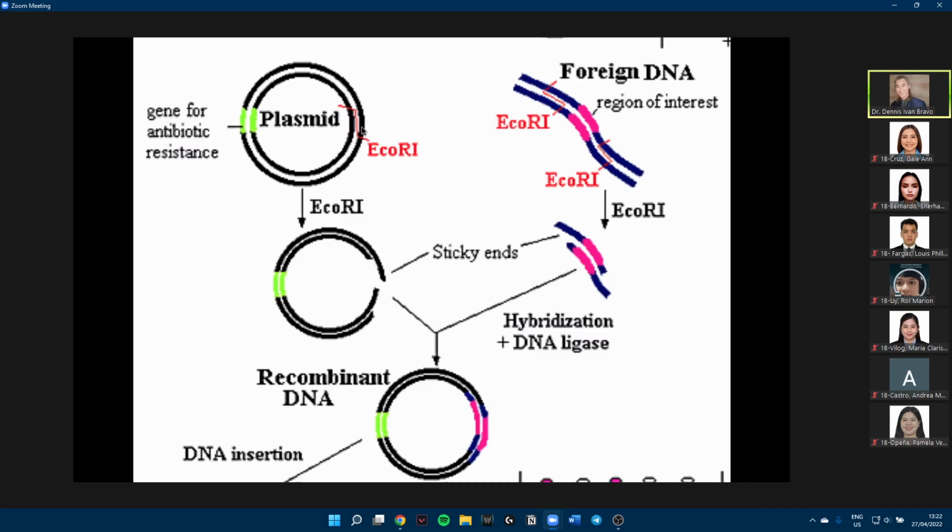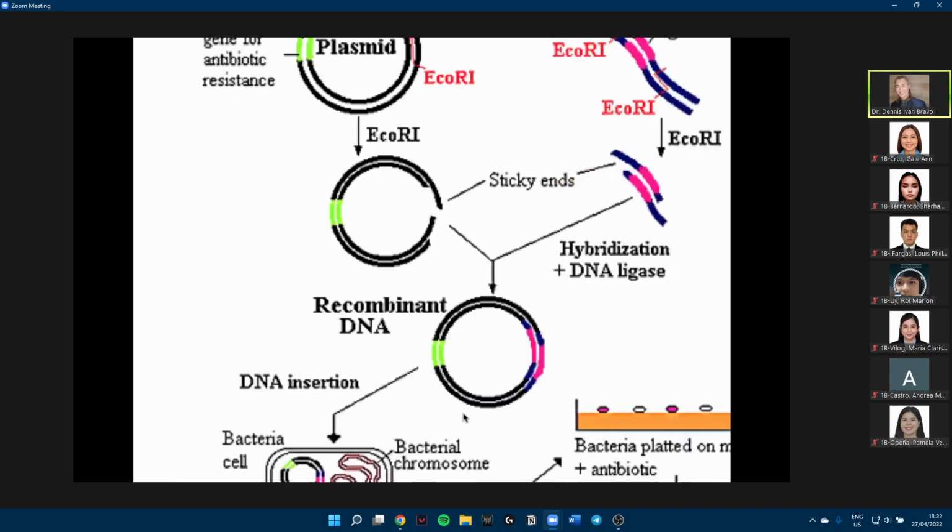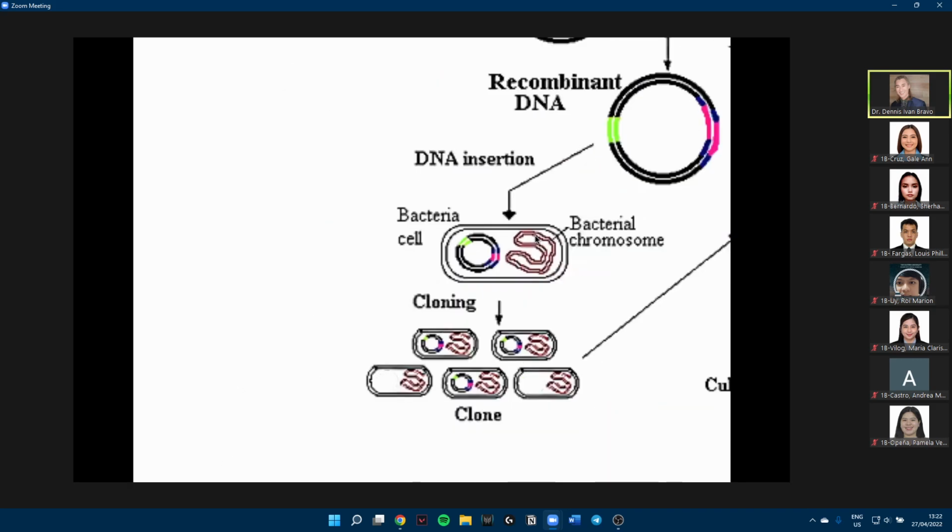Thus, when digested with EcoRI, it would have opened up, it has sticky ends, and it is ready to accept this DNA fragment. When mixed together, they will reanneal, forming now that recombinant plasmid DNA. Now we shall introduce this DNA into a host microorganism. The usual host microorganism is an E. coli previously treated to render the cell membrane permeable.